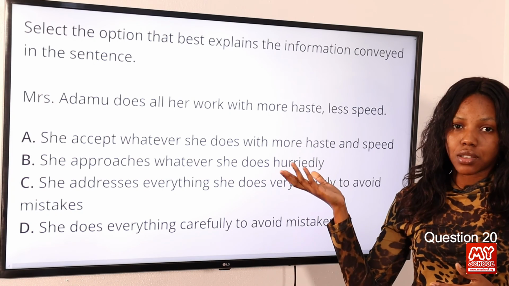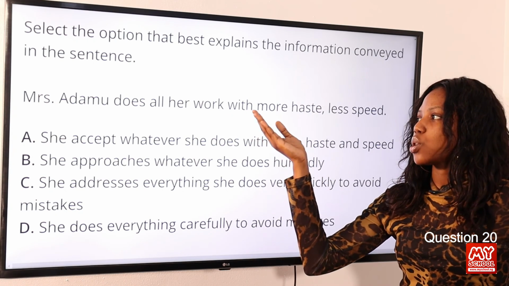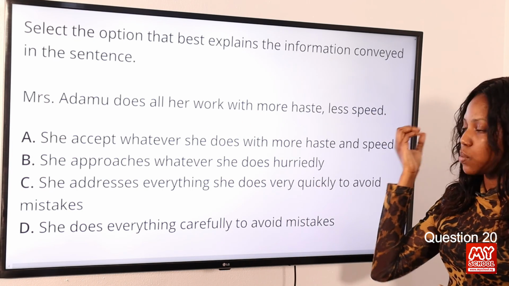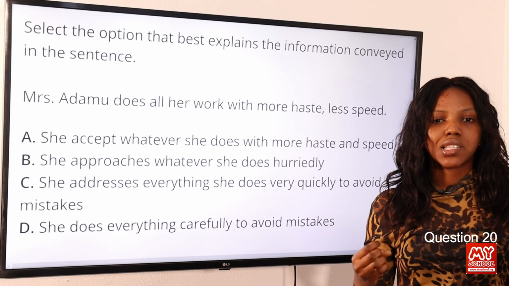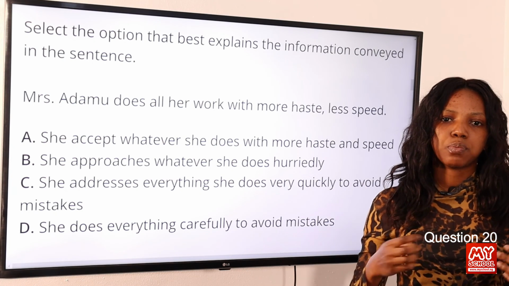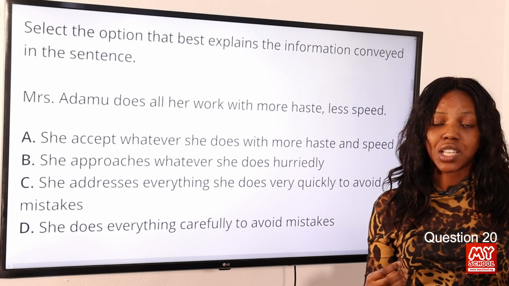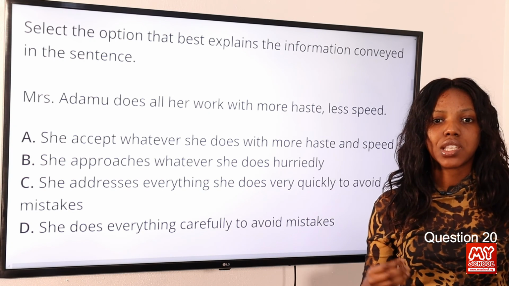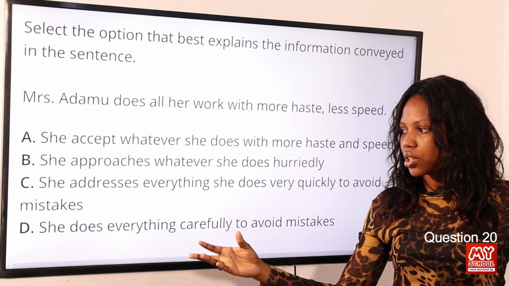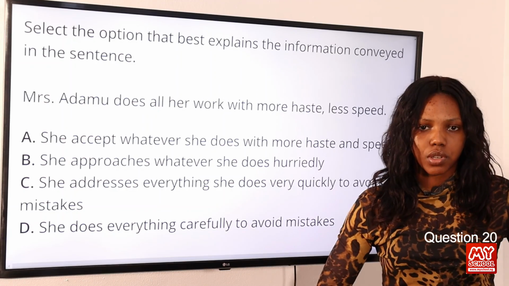Now, let's go back to the statement. Mrs. Adamu does all her work with more haste, less speed. More haste, less speed means that a job or a task is performed better when you try not to do it quickly. So this implies that you do things carefully. So option D is the correct answer to this question.